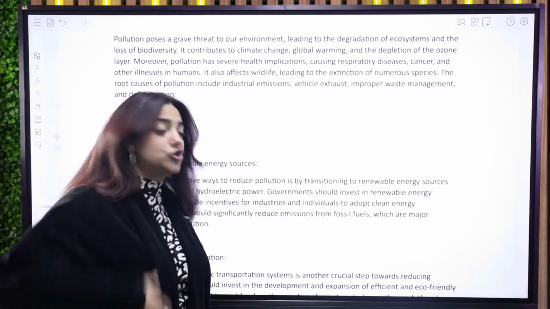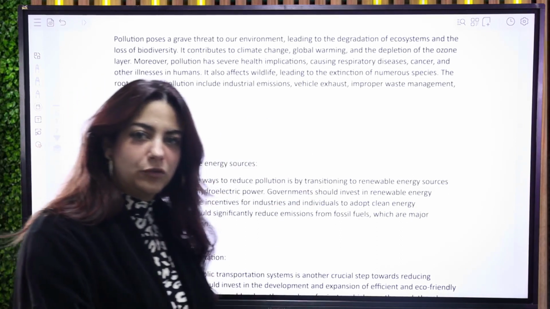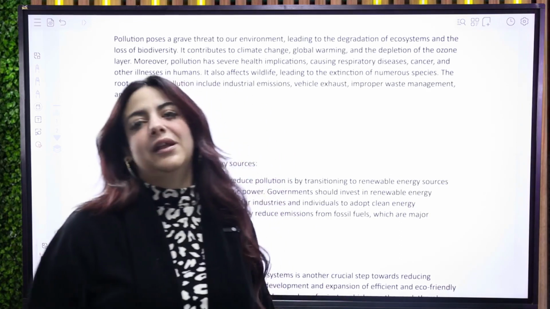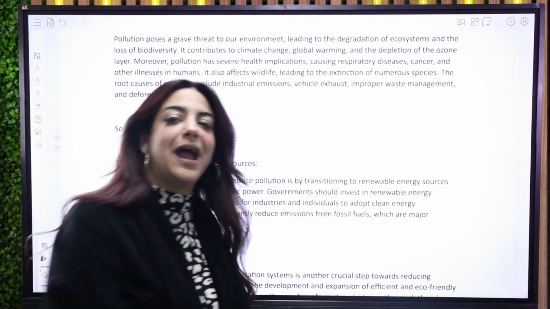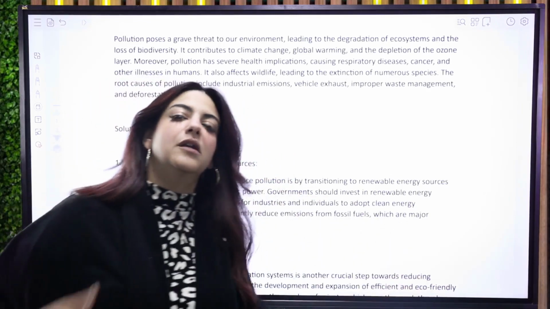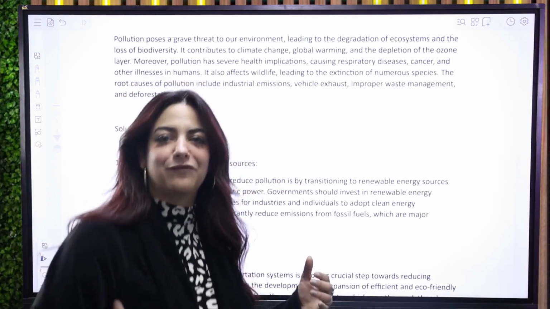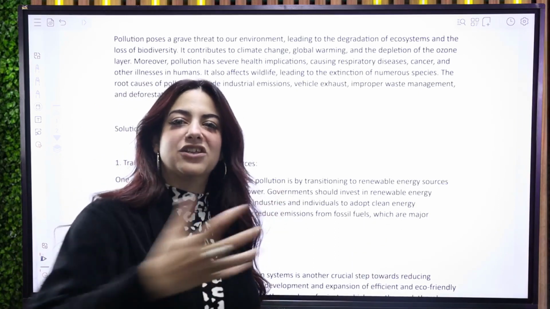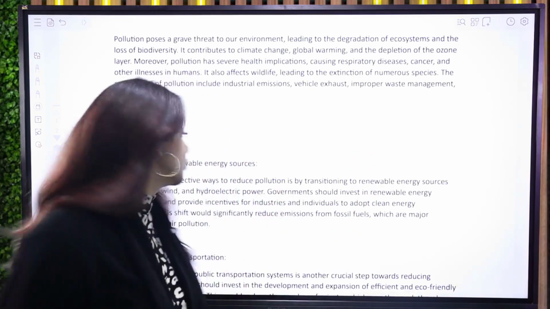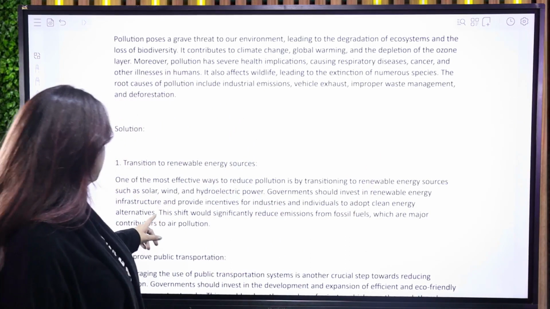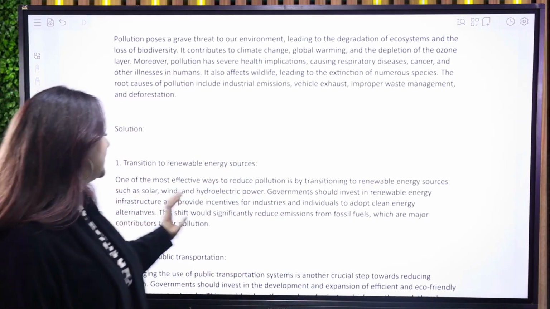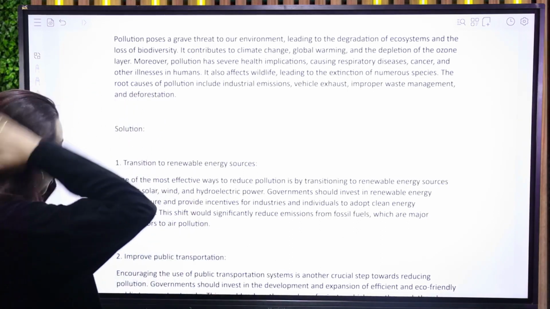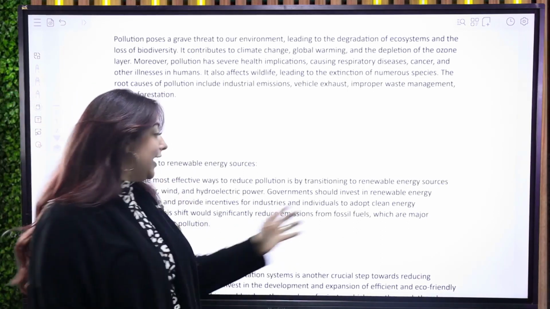So notice the language: should. It's better to, must. Awareness should be spread among people. Campaigns should be launched on how to spread awareness in order to lessen the amount of pollution. Notice the language: should, campaigns should be launched. Again, this shift would significantly reduce emissions from fossil fuels, which are major contributors to air pollution.